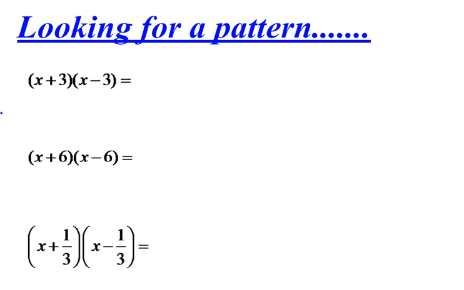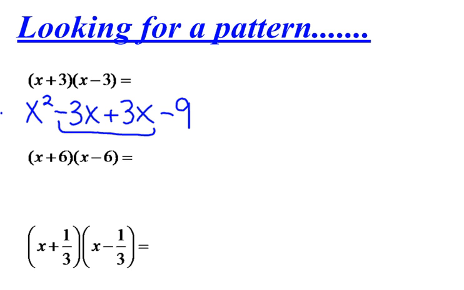Okay, here we're going to go looking for a pattern. x plus 3 times x minus 3. If we FOIL that, we get x squared minus 3x plus 3x minus 9. If we simplify that, these two cancel out and we're left with x squared minus 9.